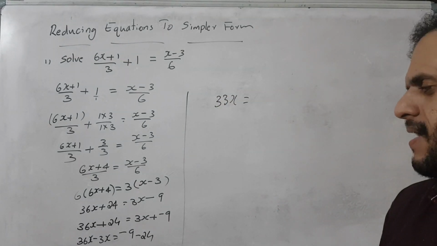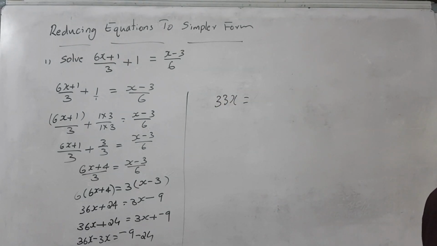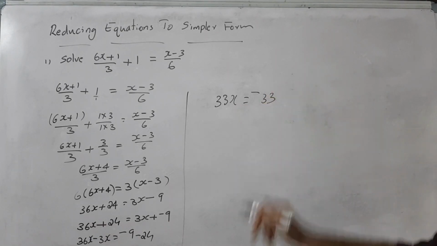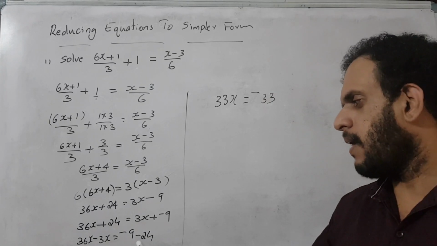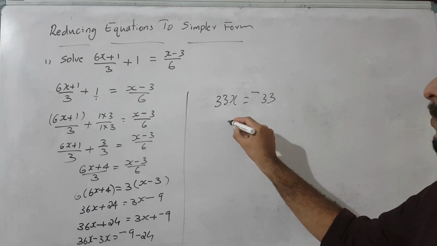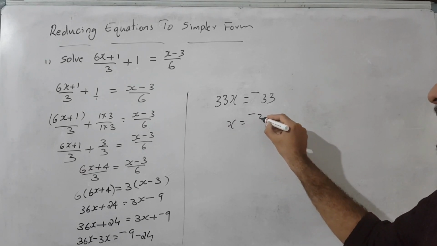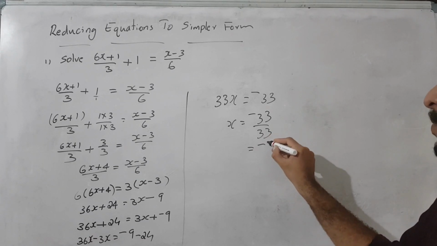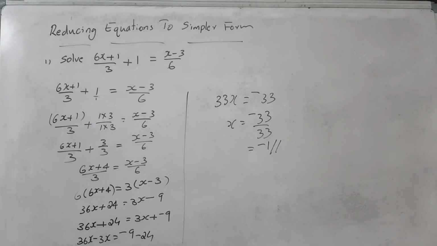Minus 9 minus 24. What is minus 9 minus 24? Minus 9 minus 24 is minus 33. So 33x is equal to minus 33. Therefore x is equal to minus 33 by 33. Then what is the value of x? It is equal to minus 1. So the value of x is equal to minus 1.